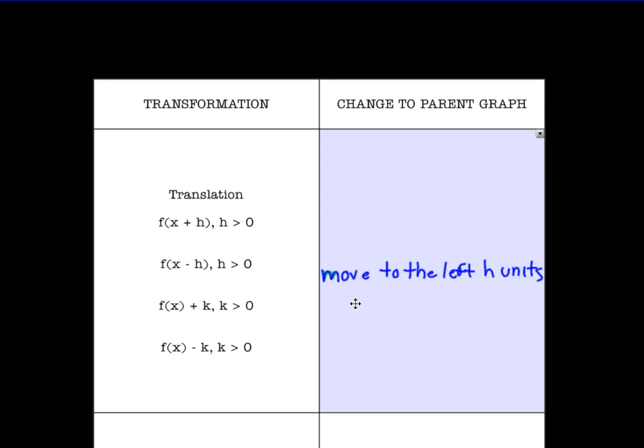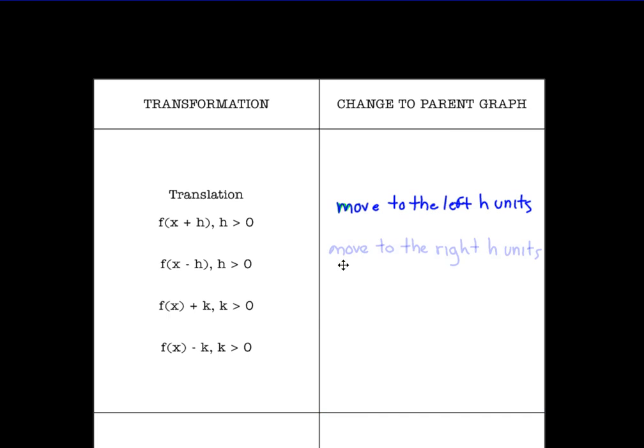This is being really annoying. F of x plus h is going to move to the left h units. So if h is 5, plus h is going to move it to the left h units, and minus h is going to move it to the right h units. Now that's strange, because normally on the x-axis, the right is positive and the left is negative. And if you notice, plus moves it to the left, moves it negatively, and minus moves it to the right.